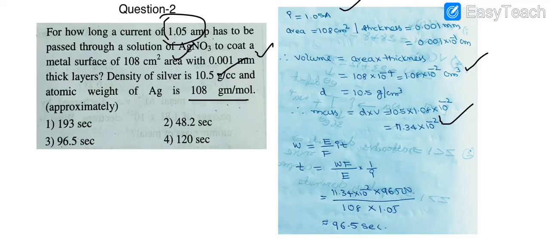According to Faraday's laws, we know that weight deposited is equal to E by F into I into t. In that, W we know, and for Ag the equivalent weight is 108, the Faraday constant F we already know, I they have given, and time we have to find out. Substituting all the information, we get 96.5 seconds. So from the given area and thickness we find the volume, volume into density gives mass, and since we know the substance we know the equivalent weight. Then using Faraday's laws we solve the question.